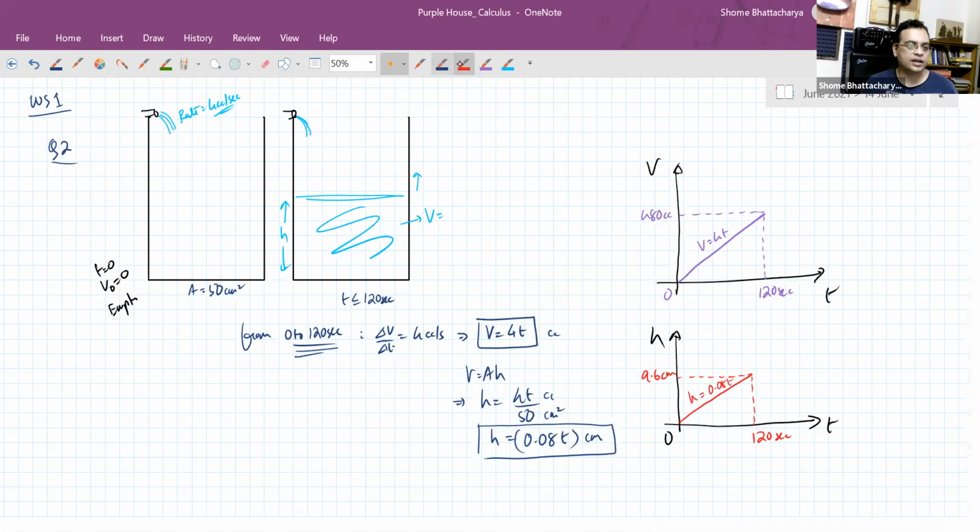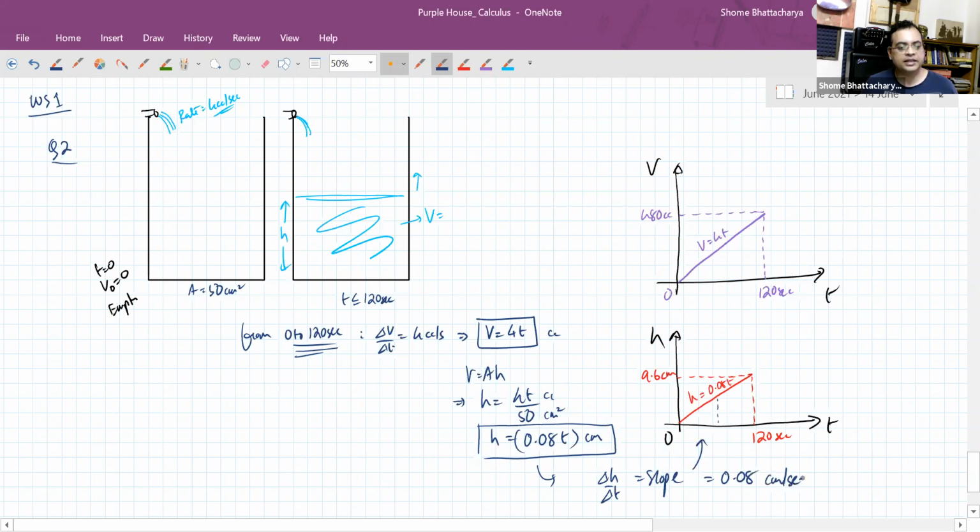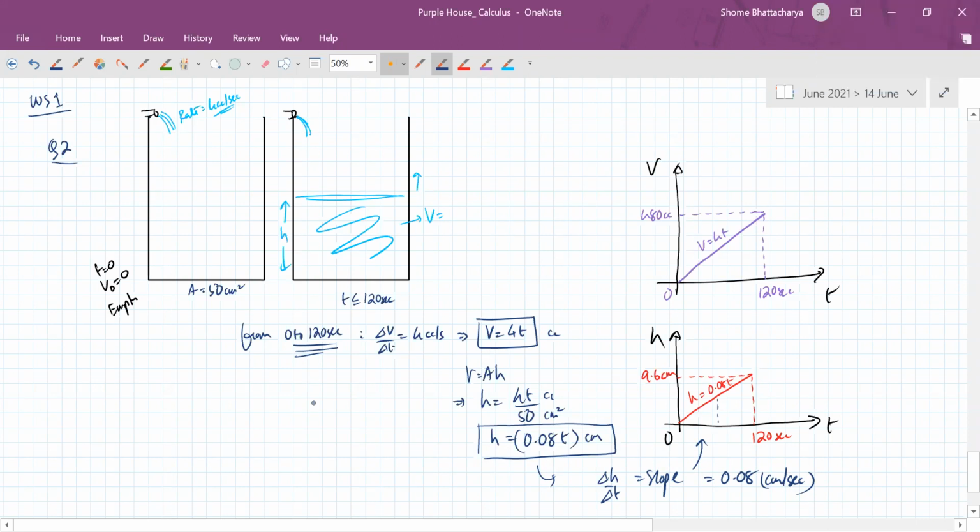For example, if you ask to find the height after, let's say 60 seconds, you have to just draw this and see what the height will be. It will be half of this. If you ask to find the rate of change, you can see that the rate at which the height is changing, delta h by delta t, is nothing but the slope of this line. So that is equal to how much? 0.08 centimeters per second. So this is the rate at which the height is increasing in this interval of time from 0 to 120 seconds. Okay, this is clear? Yes, sir.